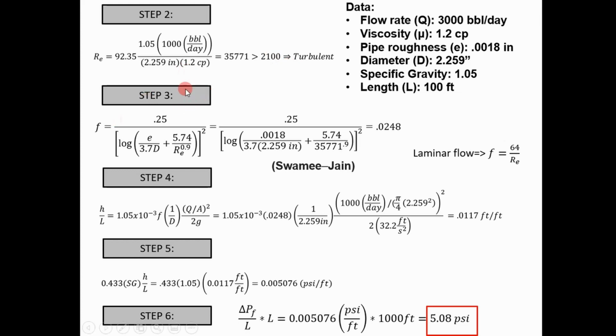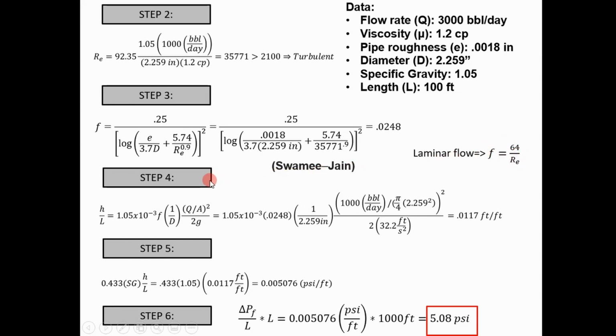Step number three, you need to calculate the friction factor with the appropriate equation. If it's turbulent flow, you can apply the Swamee-Jain equation. So this is the equation right here. I put in the values and I get this result. If Reynolds number were less than 2100, then it's laminar flow, and you apply this equation to calculate friction factor. It's a linear relationship, so it's really easy.